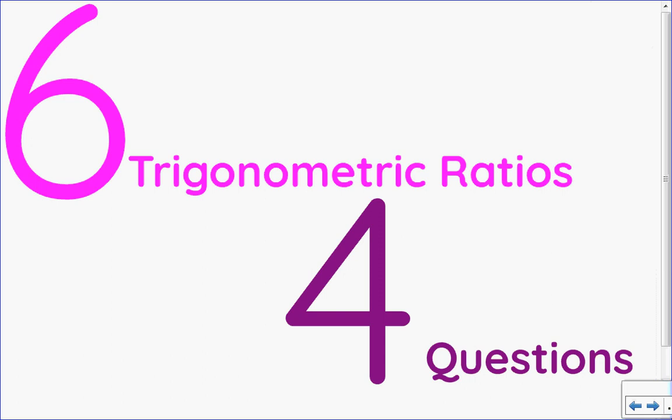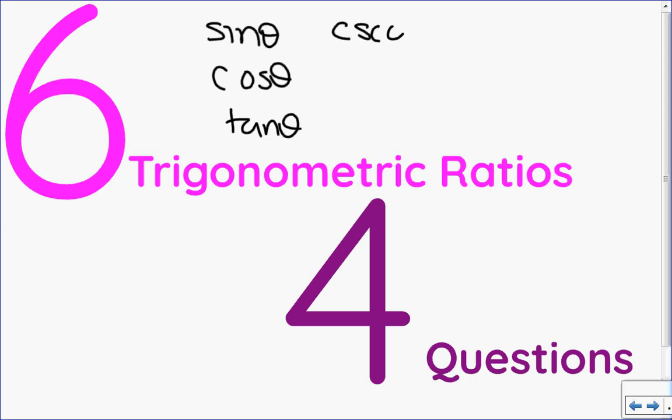Let's talk about the 6 trig ratios I'm talking about. I am talking about our primary ratios, sine, cosine, and tangent, and their reciprocal functions as well. So the reciprocal of sine is cosecant, the reciprocal of cosine is secant, and the reciprocal of tangent is cotangent.